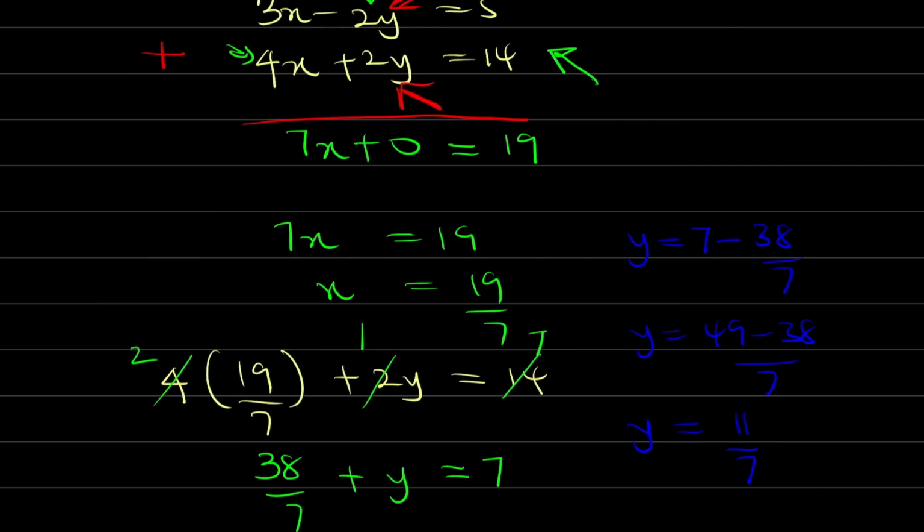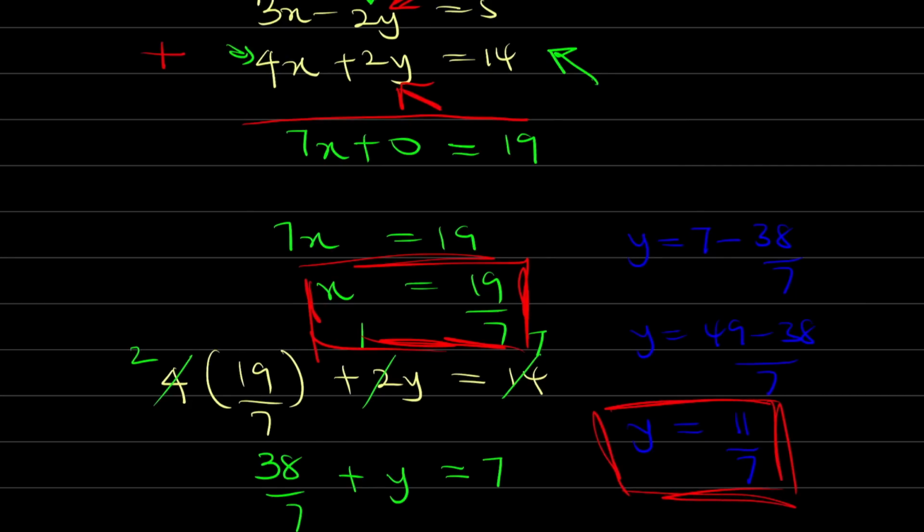So for the first one, we got x is 19 over 7. And for the second one, we got y is 11 over 7. Both of them can be readjusted to get x is equal to 2 and 5 over 7, and this to get 1 and 4 over 7. So that is the end of that question. We now move to question number 13.